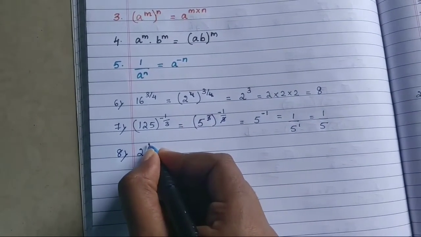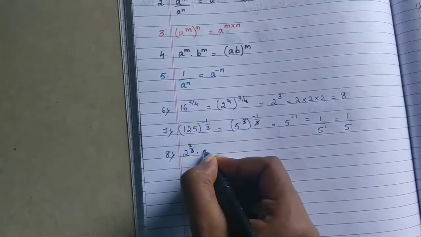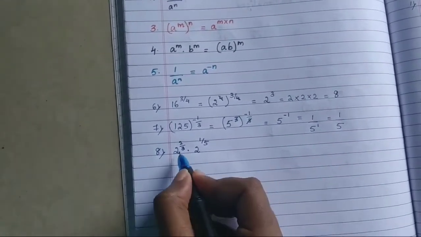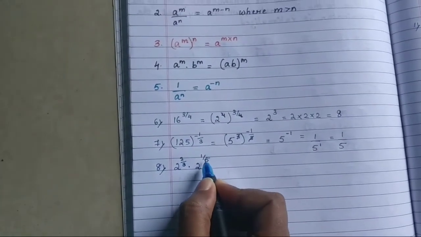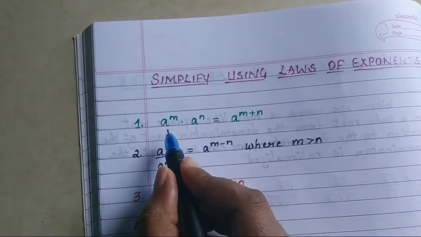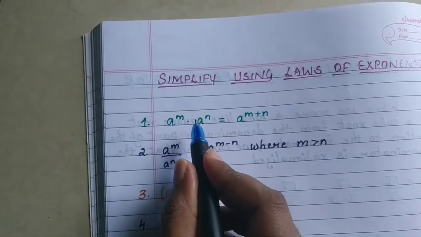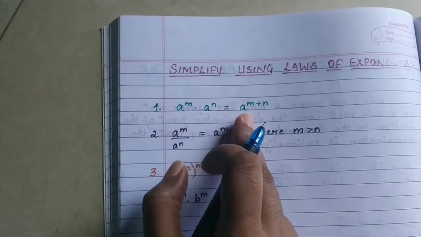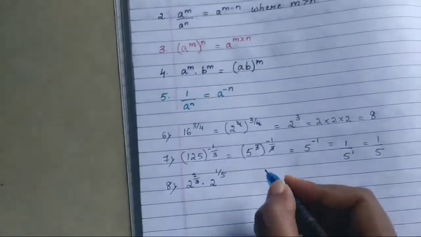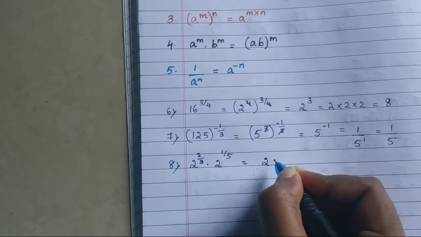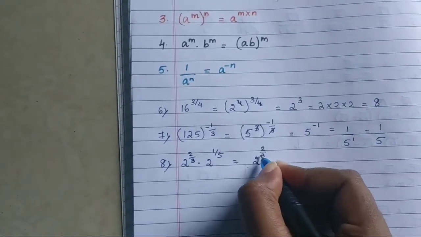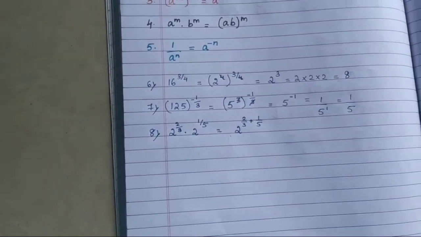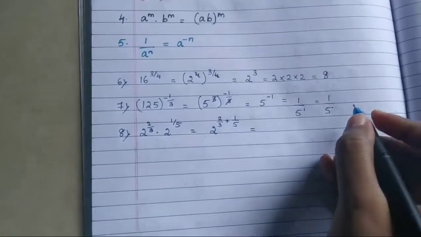2 to the power of 2 by 3 into 2 to the power of 1 by 5. So what can we do here? Here the bases are same but the exponents are different. So we are having this formula: a to the power of m into a to the power of n is equals to a to the power of m plus n. So what we need to do here is we have to keep the base as same but we have to add the exponents. Okay.